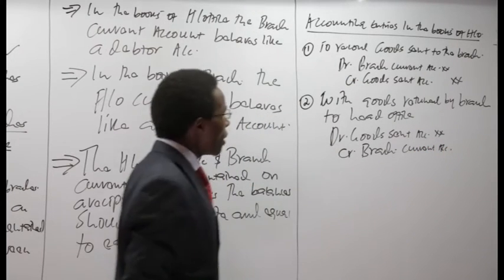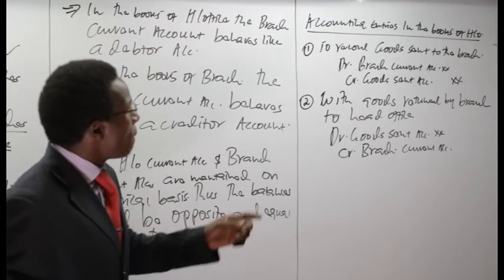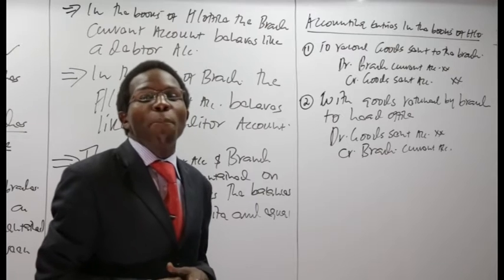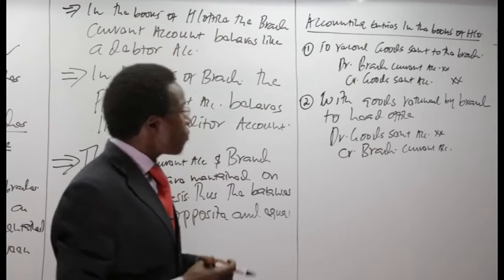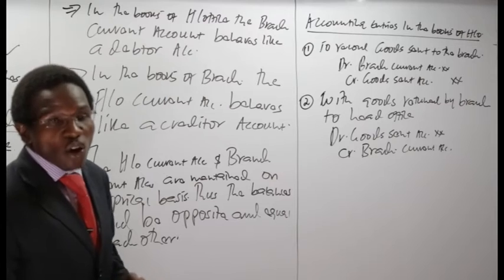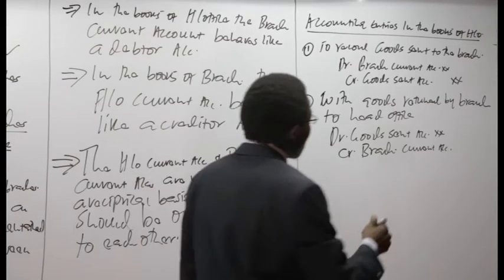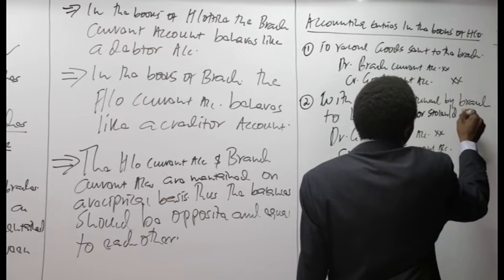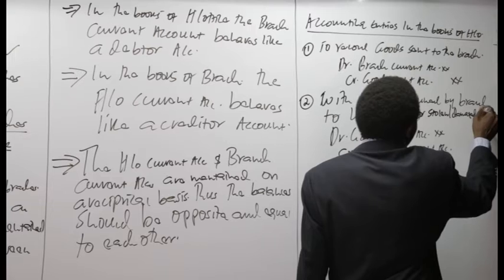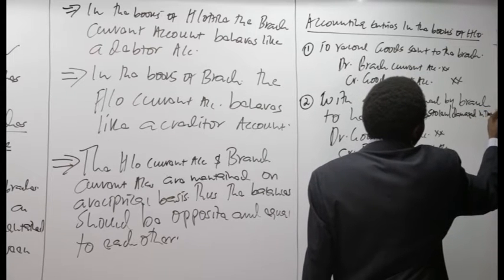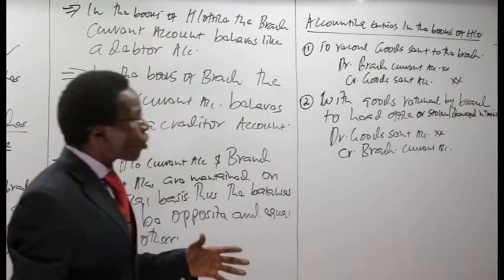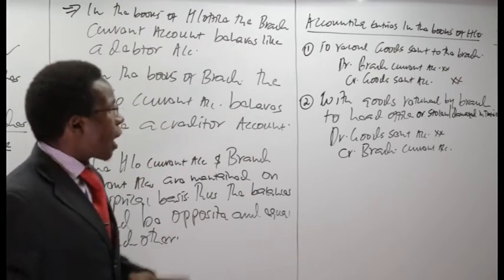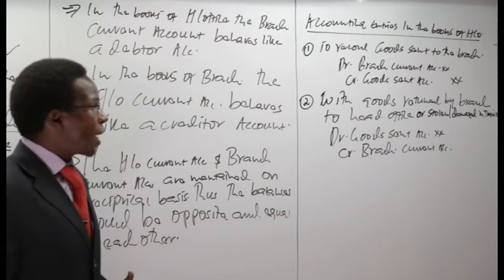Now, let me also remind you that sometimes goods may not only be returned because they are faulty, they may have been damaged in transit. If goods are damaged in transit or they are stolen in transit, if they are damaged or stolen in transit, that's also the transaction we are going to do. We need to debit our goods sent account, we credit our branch current account.